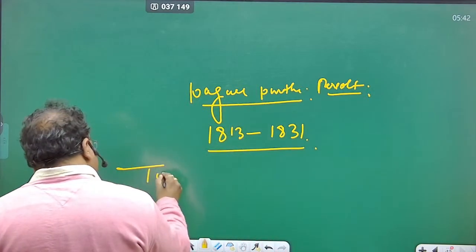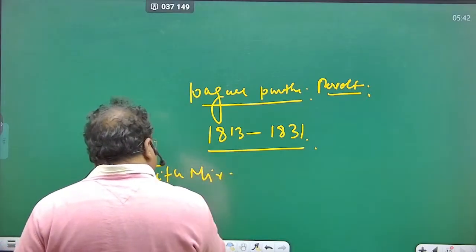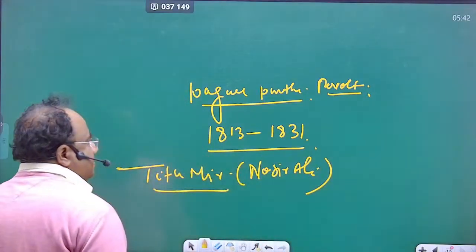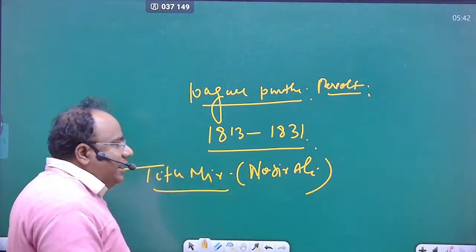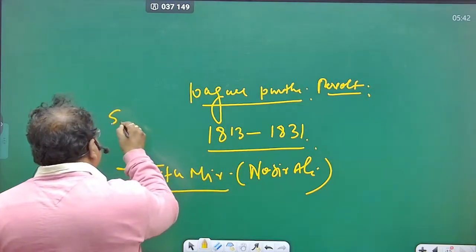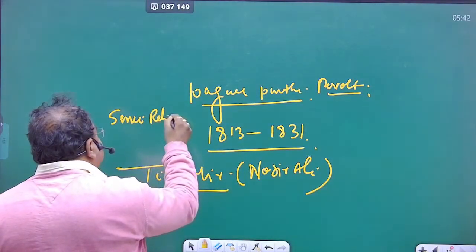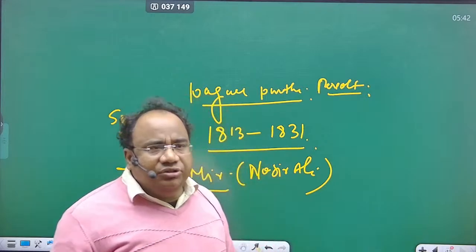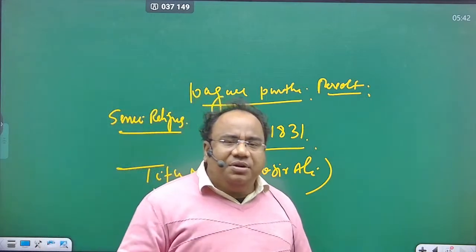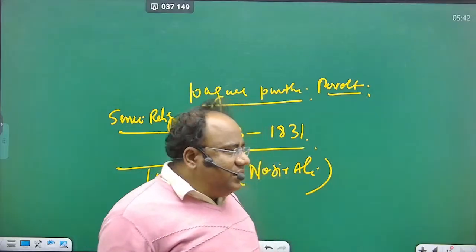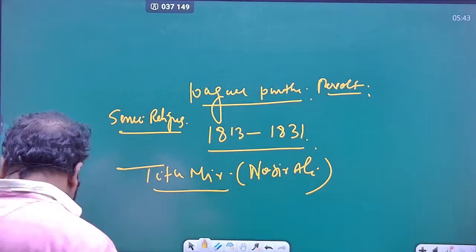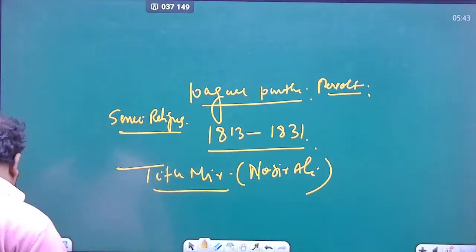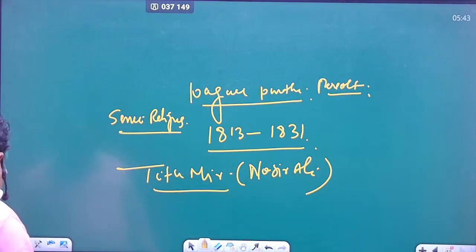See, Titu Mir, also called Nasir Ali, right? It was some kind of semi-religious movement, with socio-economic conditions also, economic and social factors. They wanted to reform, but they wanted to protect their Islamic tradition, right? And that's why they wanted to protect their religious rights from outsiders. That's why they started their movement.